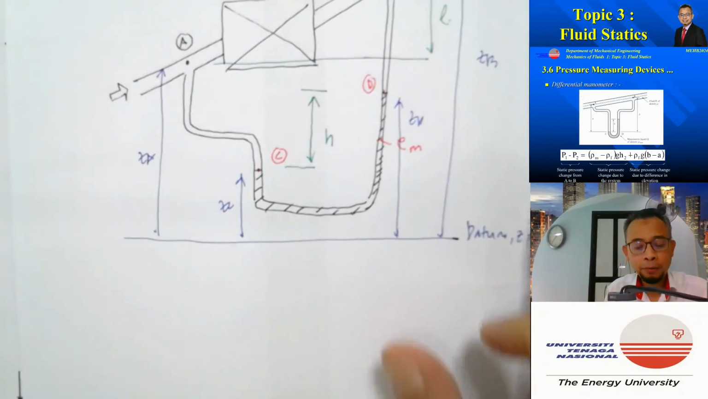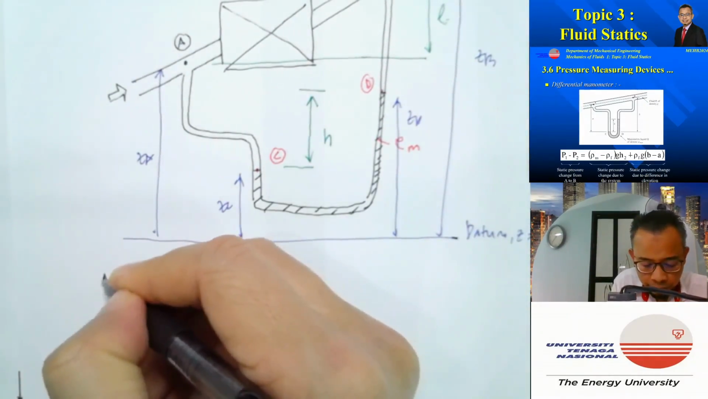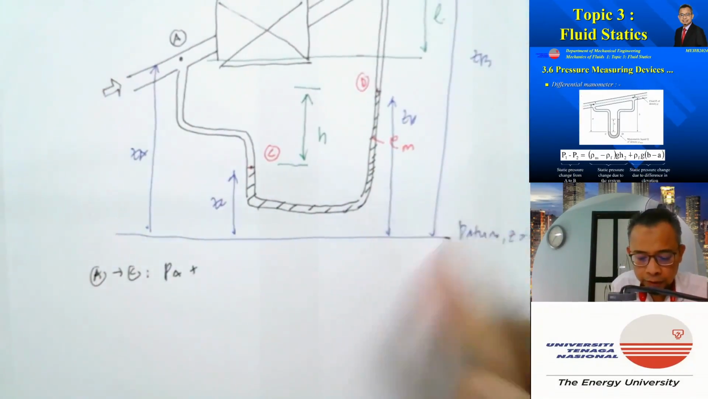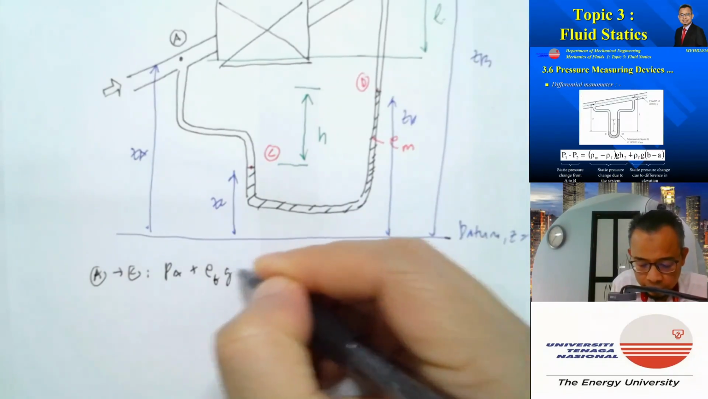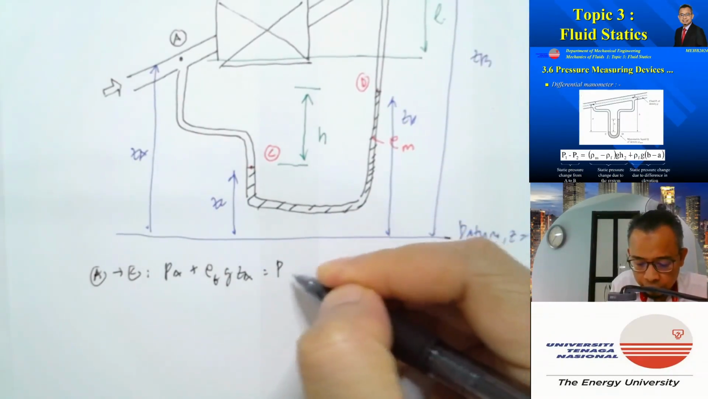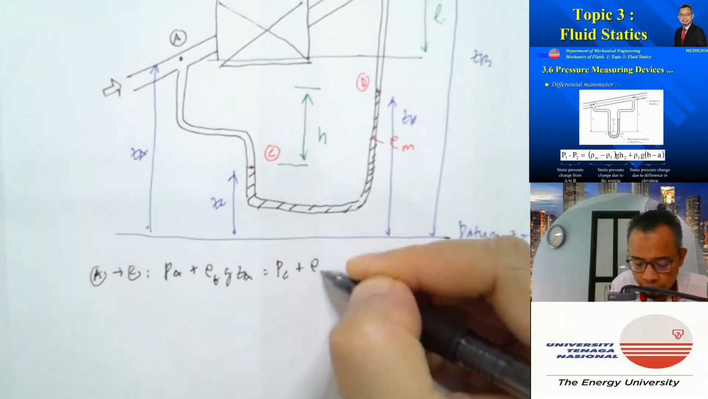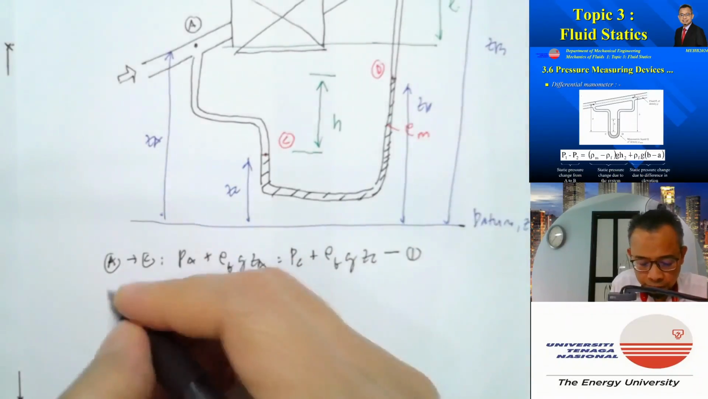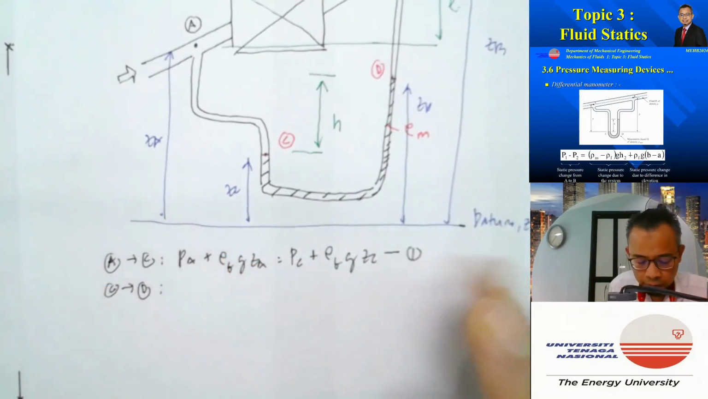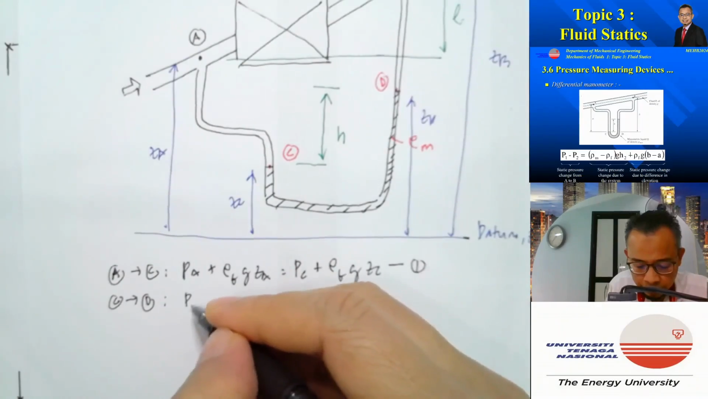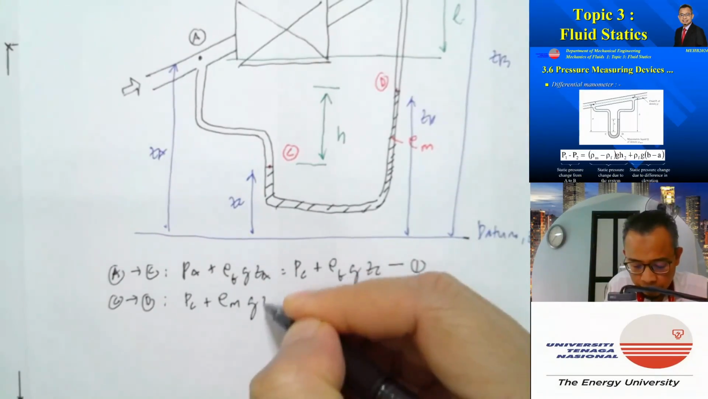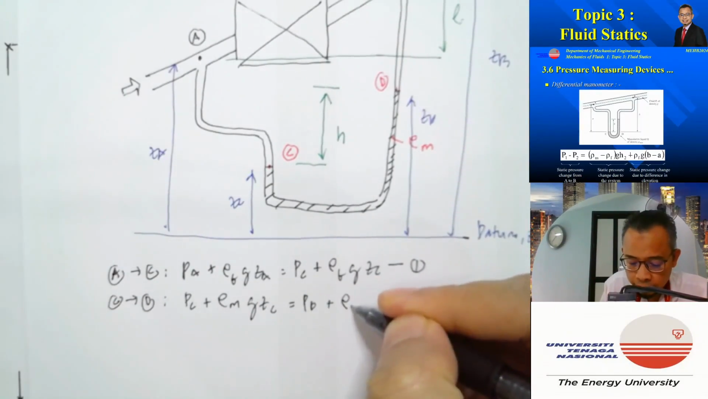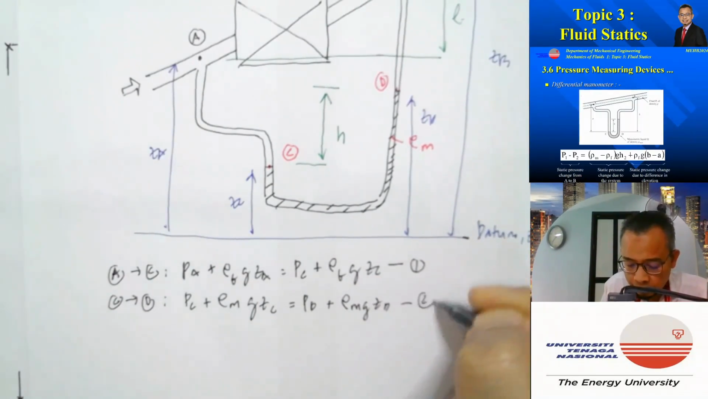So if I apply one by one, let's say I apply from A to C. So I have PA plus, in this case, rho fluid g ZA must be equal to PC plus rho fluid g ZC. That's equation 1. And then I can apply from C to D. So I have PC plus rho M g ZC must be equal to PD plus rho M g ZD. That's my equation 2.